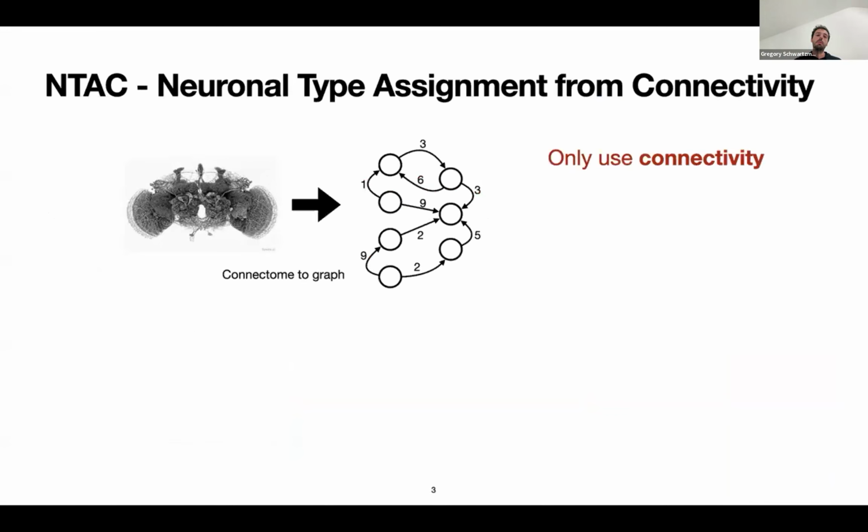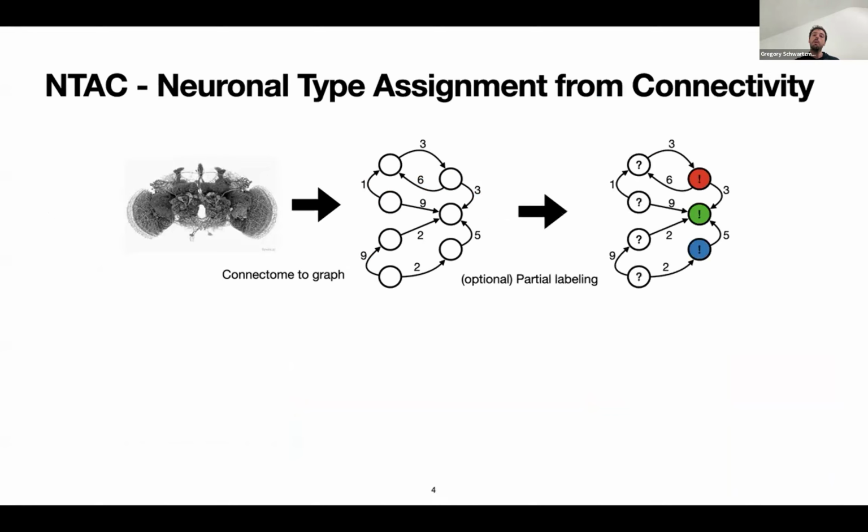And furthermore, to do this, we will only use connectivity, so not morphology. We don't care about shapes of neurons. So we take the connectome and we treat it as a graph. The nodes will be the neurons, and the directed weighted edges are the connectivity, the synapses between the neurons.